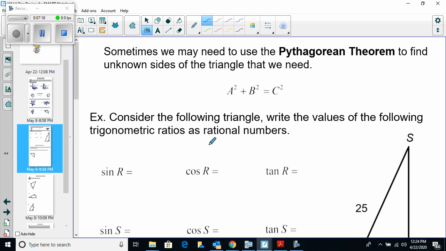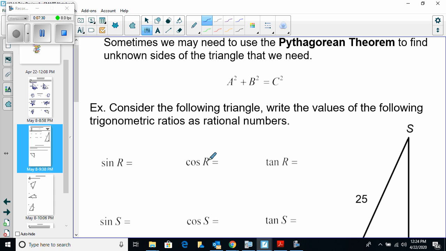Now, the other thing that you have seen in math is known as the Pythagorean theorem, which is a squared plus b squared equals c squared, where a and b are the shortest sides of the right angle triangle, or the adjacent and opposite sides, and c is the hypotenuse.